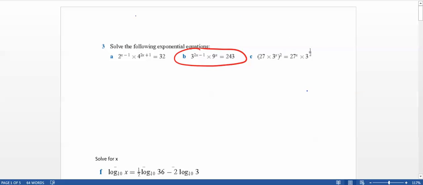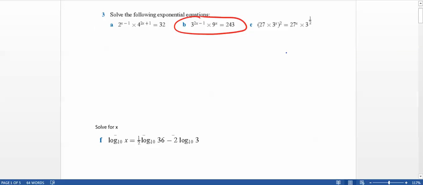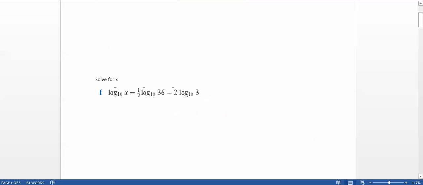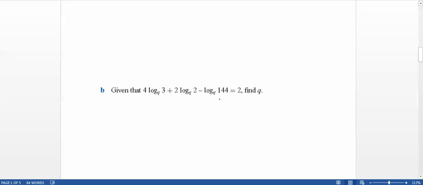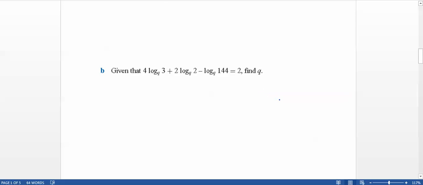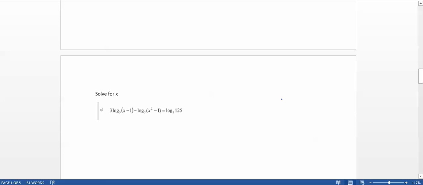Mainly what I'm going to focus on though, basic skills, things such as your index laws. They're just really leading up to these. So of course I'm just going to go through a few questions. We've got simplifying logs, solving for x, solving equations. I'm going to go through more solving log equations.